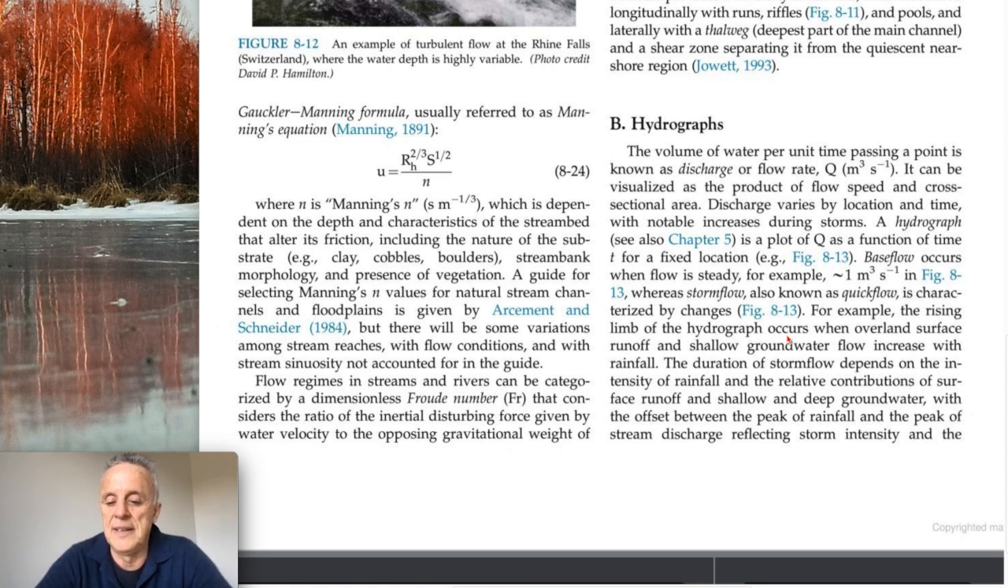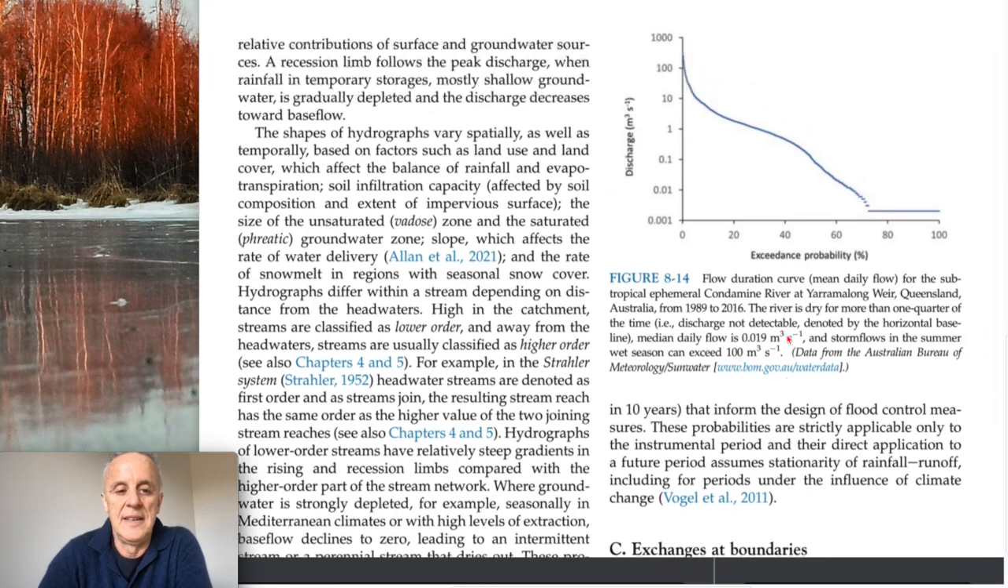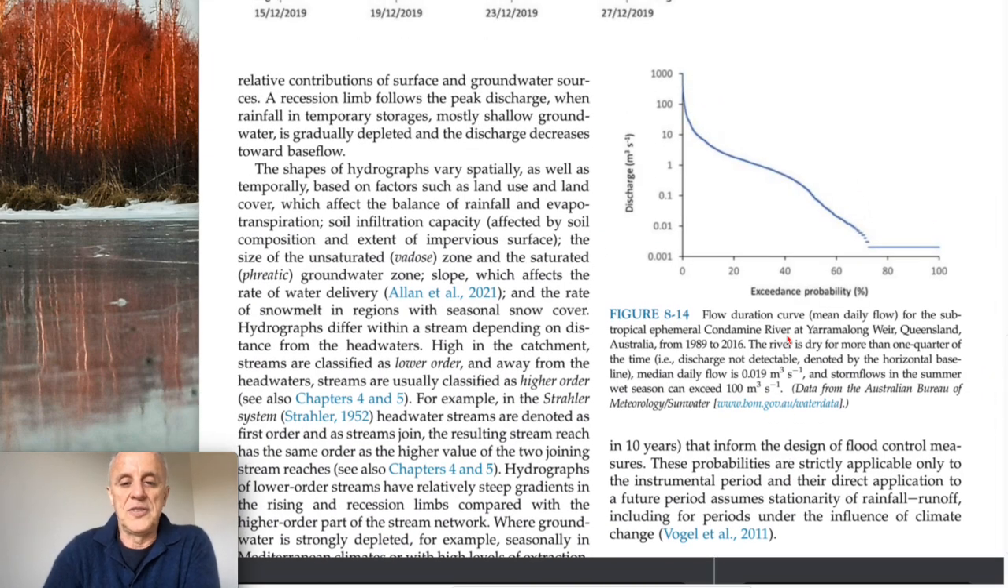For example, the rising limb of the hydrograph occurs when overland surface runoff and shallow groundwater flow increase with rainfall. The duration of storm flow depends on the intensity of rainfall and the relative contribution of surface runoff and shallow and deep groundwater, with the offset between the peak of rainfall and the peak of stream discharge reflecting storm intensity and the relative contribution of surface and groundwater sources.